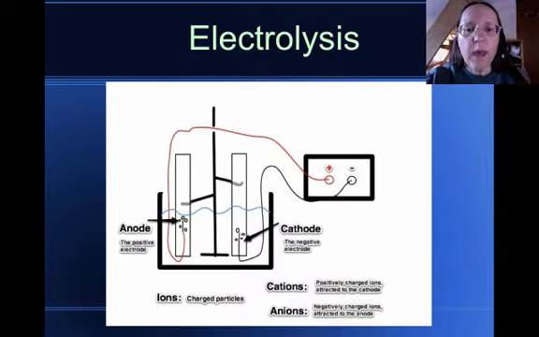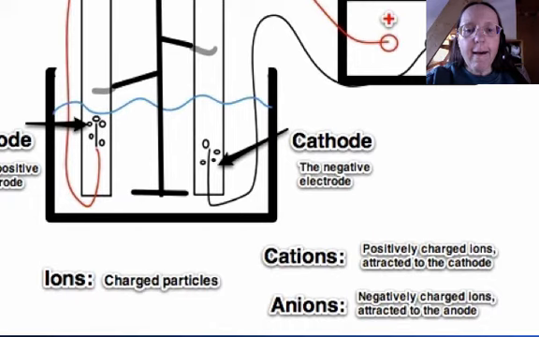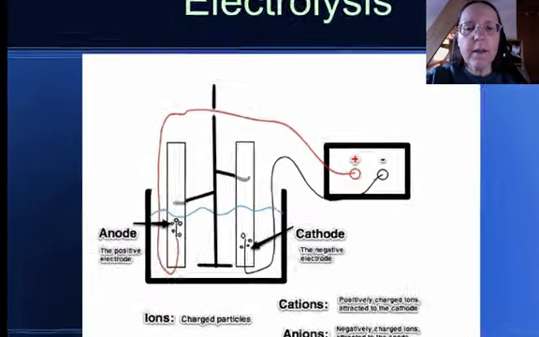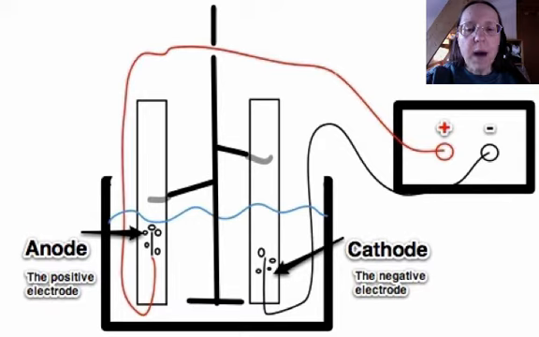Let's now review some vocabulary related to electricity and electrolysis. An ion is any charged particle, usually a charged atom, but it could be a group of atoms. A cation is a positively charged ion, and an anion is a negatively charged ion. The anode is a positively charged electrode. It attracts anions. The cathode is a negatively charged electrode. It attracts cations.